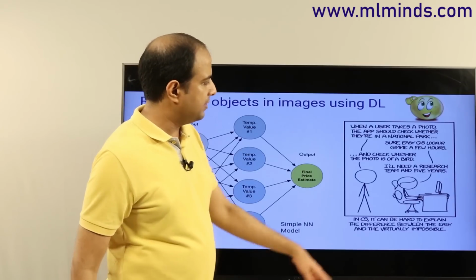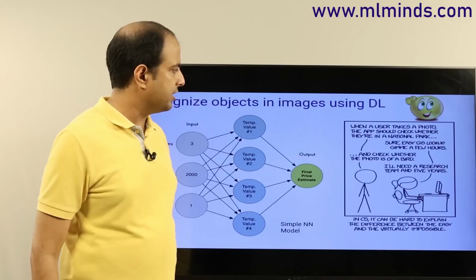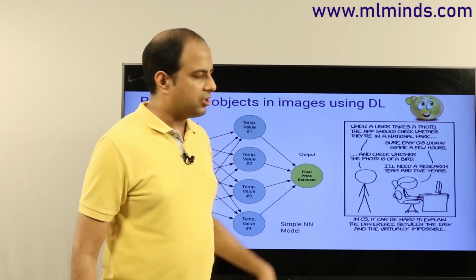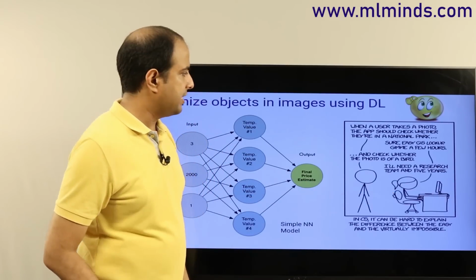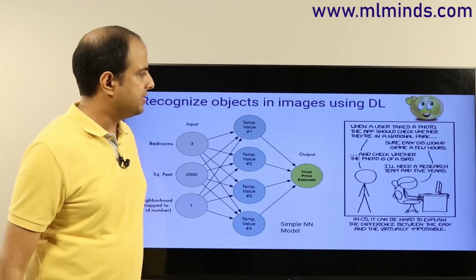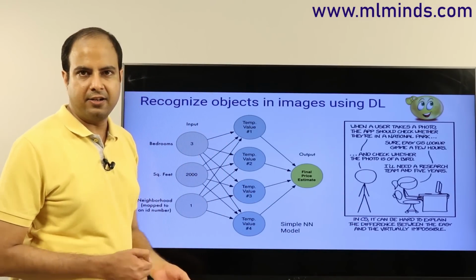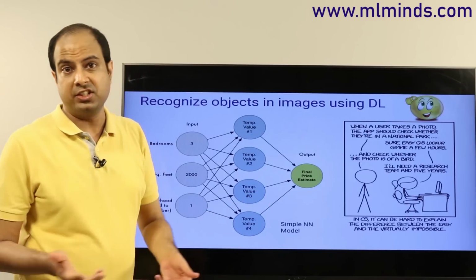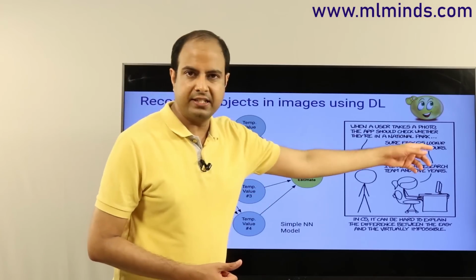Now, how would you do this? Well, this person may be just a typical software engineer. She would just say, hey, sure, easy, GIS lookup, Geographic Information System lookup. I would basically just see where this person is, and from that I can figure out whether this person is in a national park or not. Give me a few hours and I'll code it up.